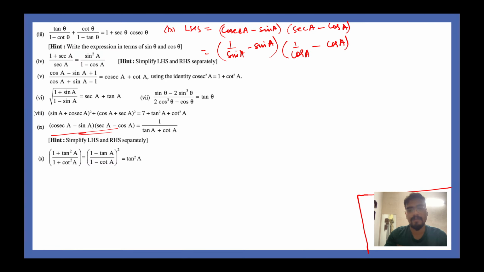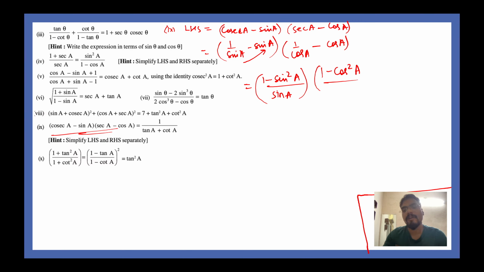This is equal to, taking the LCM we get 1 minus sine square A, because this sine A will get multiplied by this sine A, and in the denominator we will be left with sine A. And in this bracket we can write 1 minus cos square A divided by cos A.